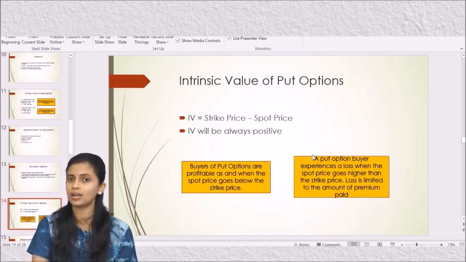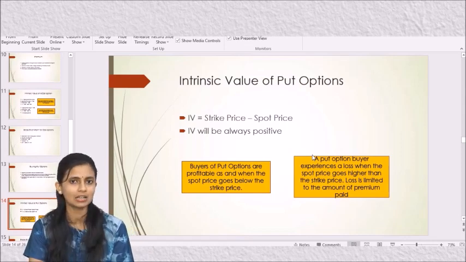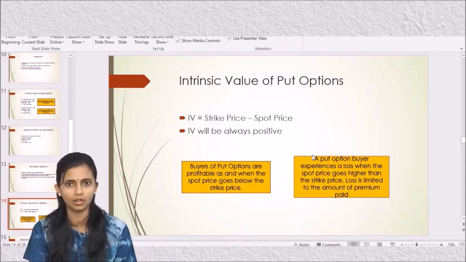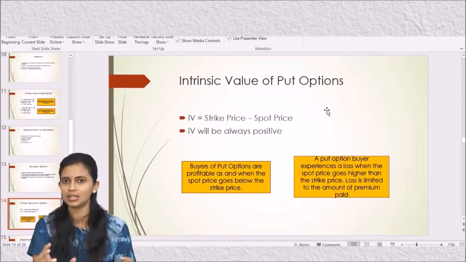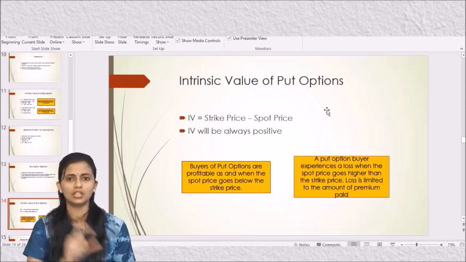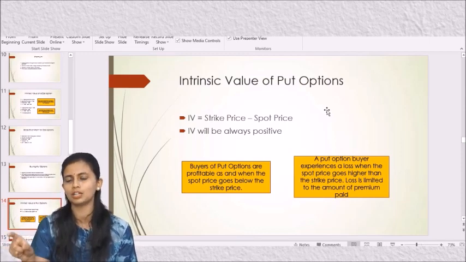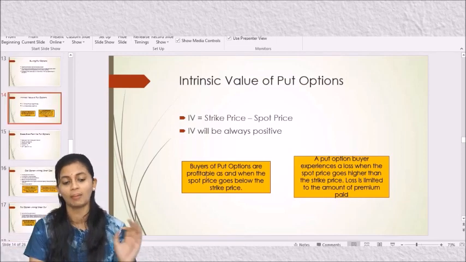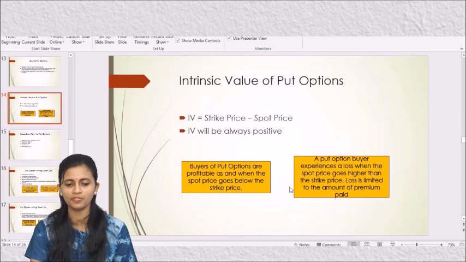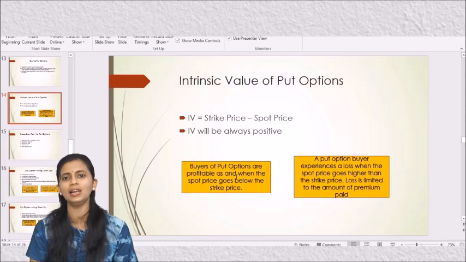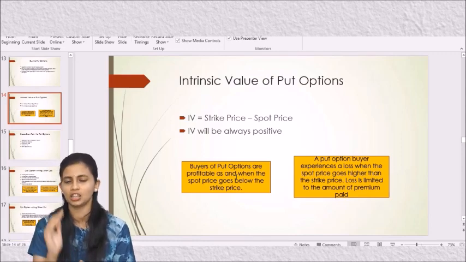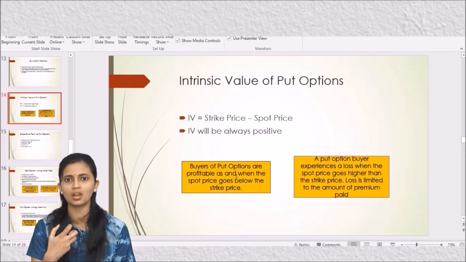Again, as I told, intrinsic value should always be positive. If intrinsic value is negative, it is nothing but 0. So there cannot be a negative intrinsic value. Only when the intrinsic value is positive do you consider the premium to be made of that intrinsic value plus time decay. If intrinsic value comes to negative, that means there is no intrinsic value with respect to that premium. So whatever premium it is showing, it is all time value. So buyers of these put options are profitable as and when the spot price goes below the strike price. So here you will select a strike price, and you will say that the stock will move below the strike price which you select.